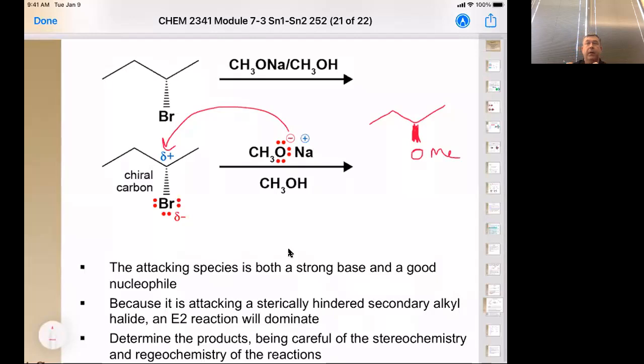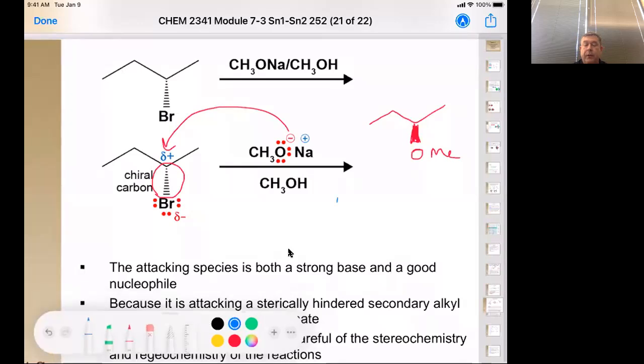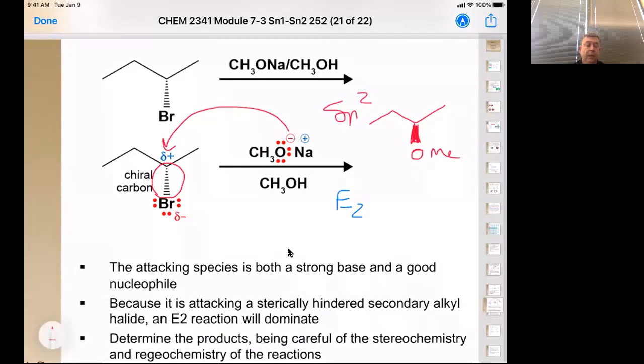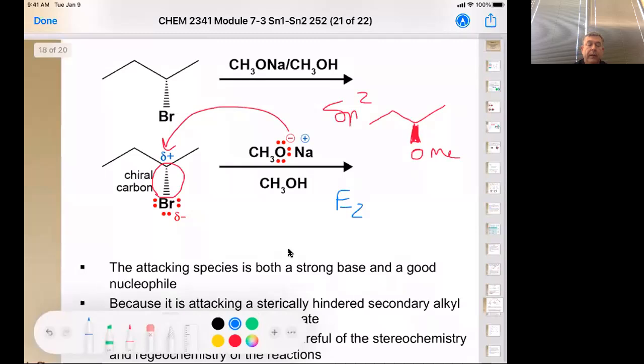What is our second product? So we had this dashed wedge here. It told me it was going back, which means the methoxide has to come from the front, which gives it a solid wedge here. So that's going to be our stereochemistry of that wedge. So let's go ahead with our E2 product. This is our SN2 product. For our E2 product, where are we going to take that proton off?